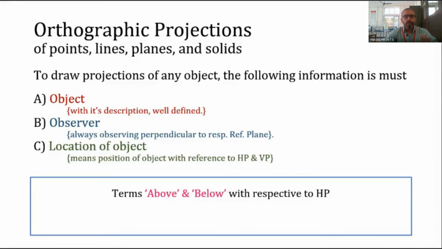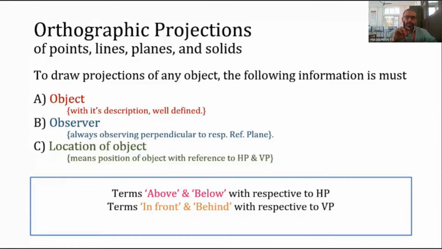So always, above and below is with respect to HP, and the terms in front and behind are with respect to VP. In front means in front of the vertical plane, and behind means behind the vertical plane. There also the point can be in three different conditions: in front of the VP, in VP, or behind the VP. So these are the four terms that you should know: above, below, in front, and behind.